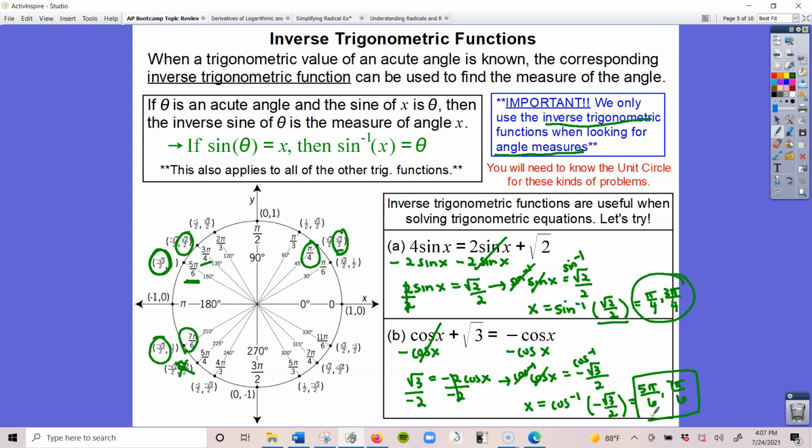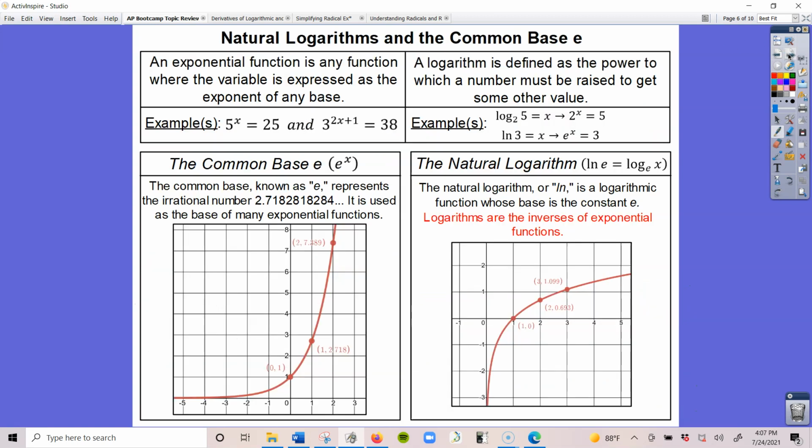So that's basically everything that we need to remember for trigonometric functions. Know your unit circle or quadrant 1, know what inverse trigonometric functions are, and how to find those trigonometric values. Let's move on to our next topic, which is natural logarithms and the common base e.